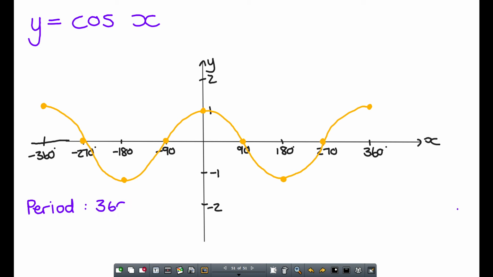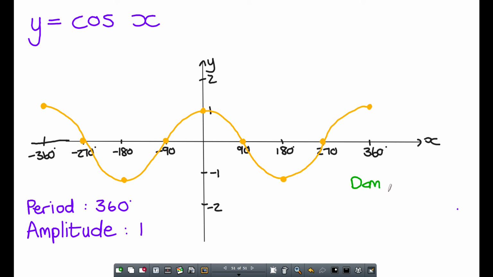Okay. Amplitude. What is amplitude again? Say thank you. So what is my amplitude here? 1. Good.